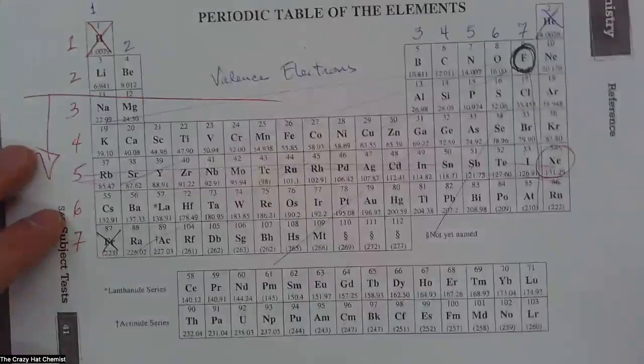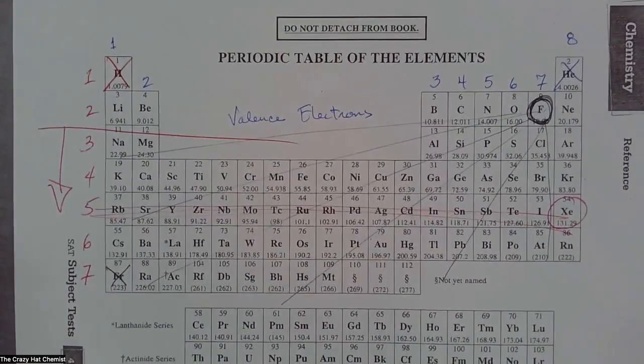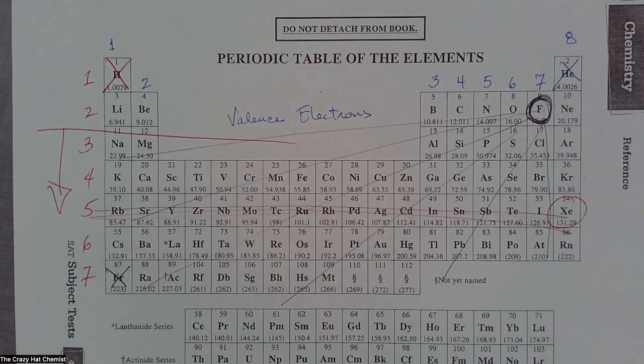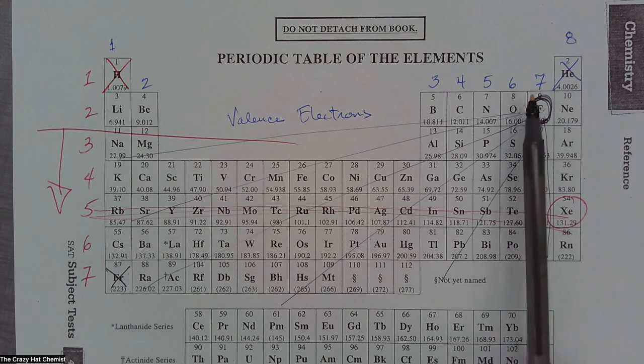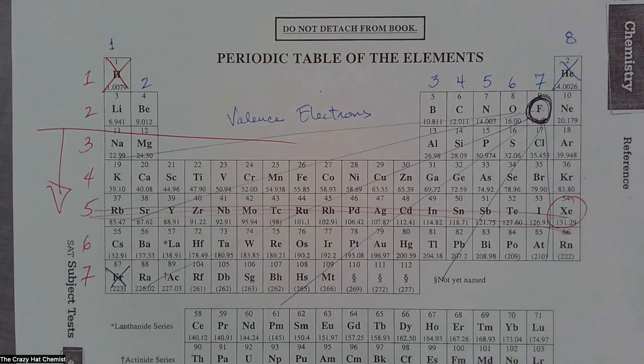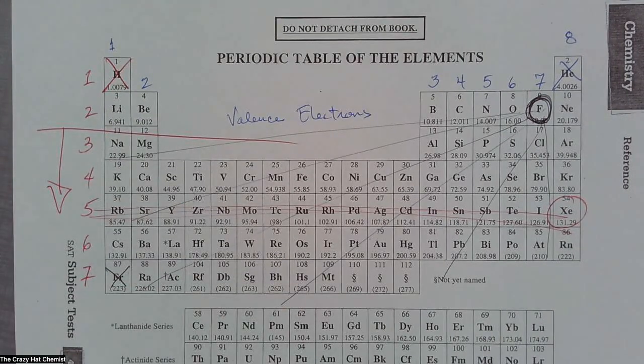Peeling this away, I will also assume that you have a firm understanding of the number of valence electrons based on group numbers and where the periods are. The valence electrons are these vertical columns, group 1, 2, 3, 4, 5, 6, 7, and 8, excluding helium. And then the periods are the red numbers on the left-hand side of the periodic table. That's period 1, period 2, period 3, 4, 5, 6, and 7.